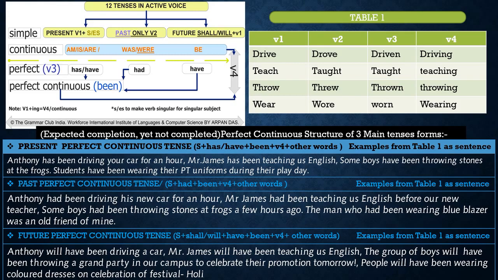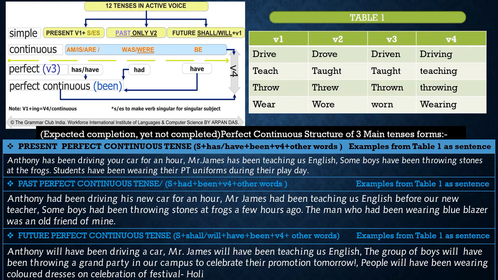For past perfect continuous tense, the structure is subject plus had plus been plus V4 plus other words. Examples from table 1 as sentence. Anthony had been driving his new car for an hour. Mr. James had been teaching us English before our new teacher. Some boys had been throwing stones at the frogs a few hours ago. The man who had been wearing blue blazer was an old friend of mine.